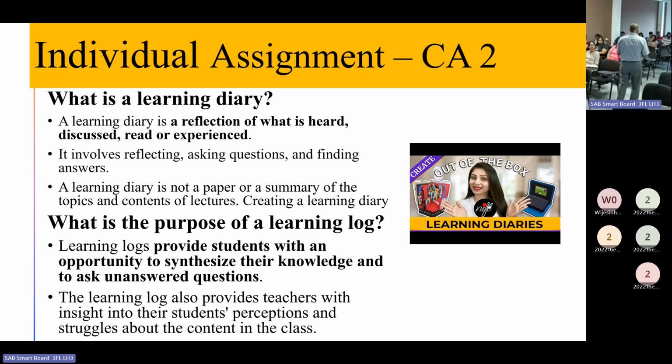What you learn, what you read from the website or whatever, or from the PowerPoint, you can take it and do a write-up, not copying what is in the PowerPoint. You have to explain.